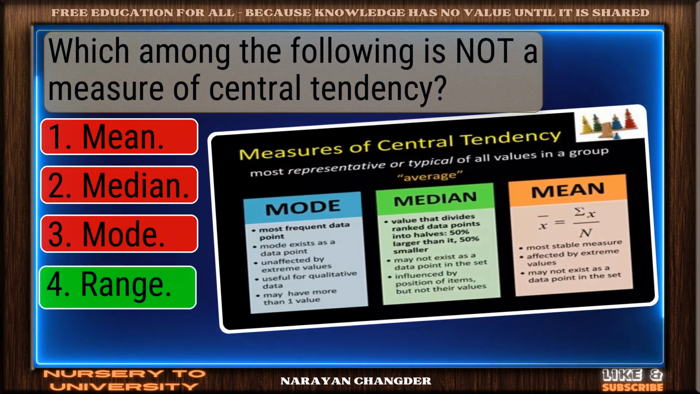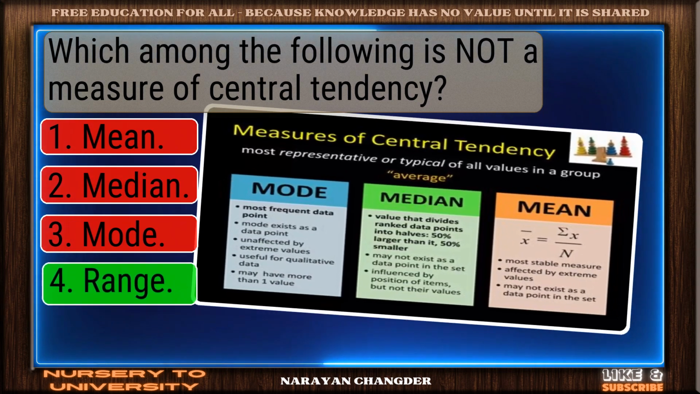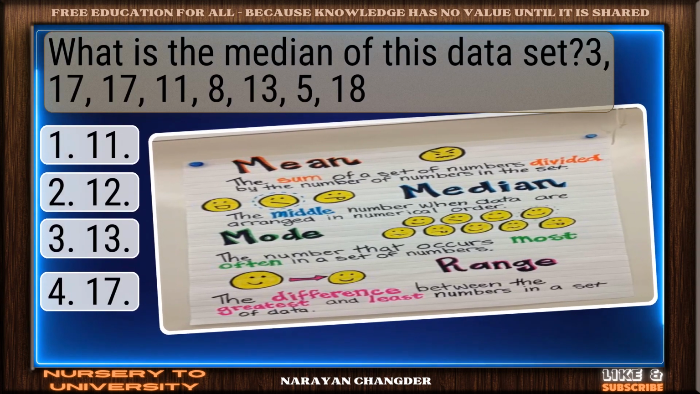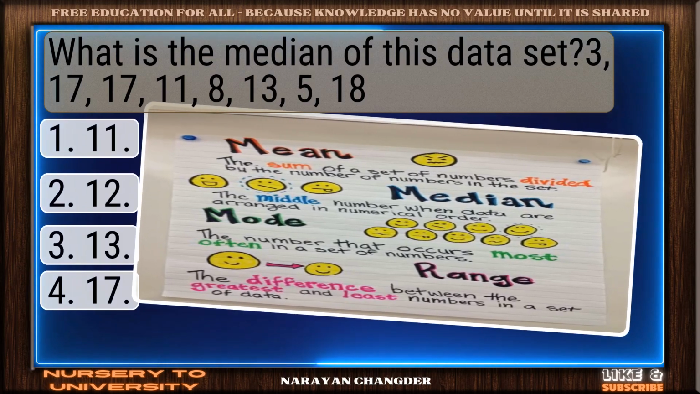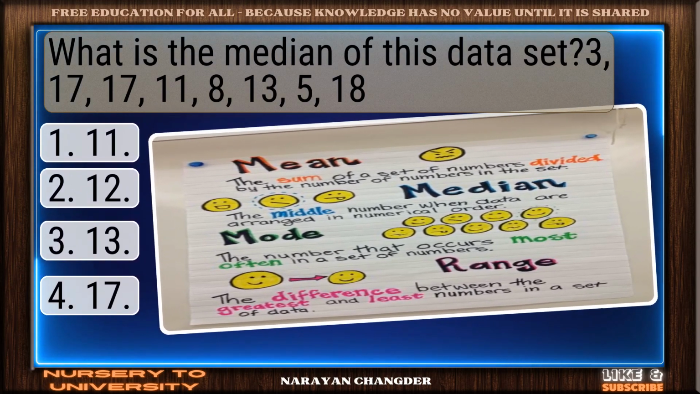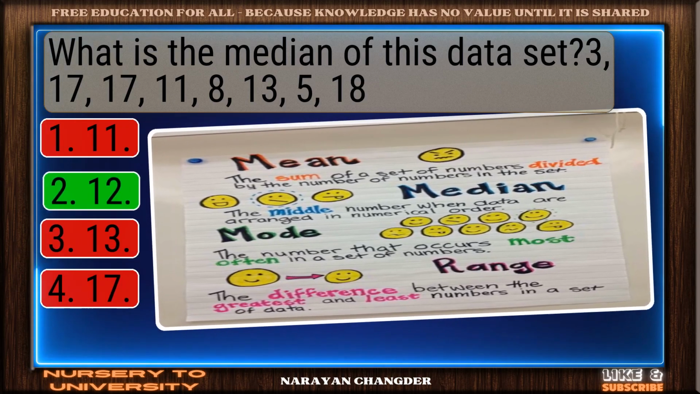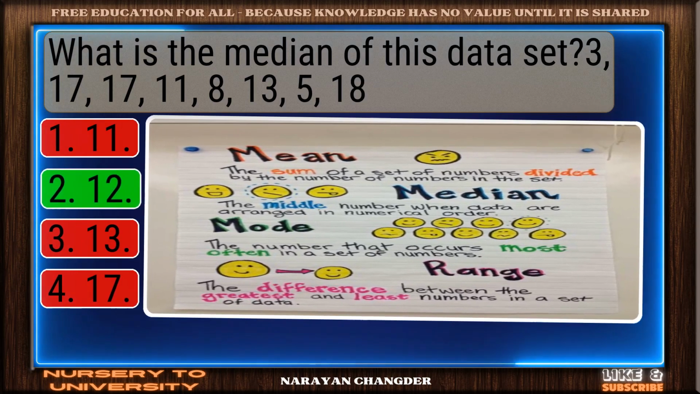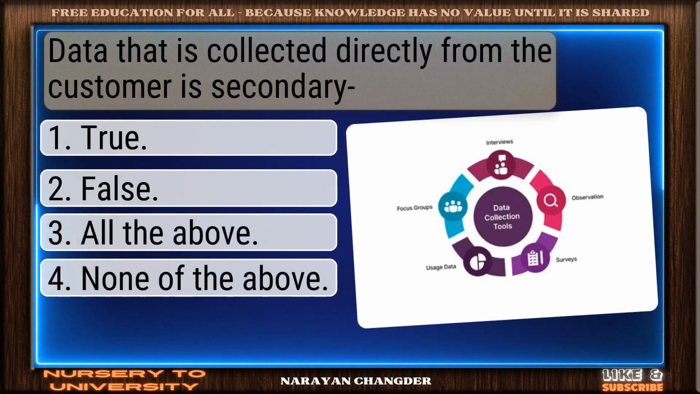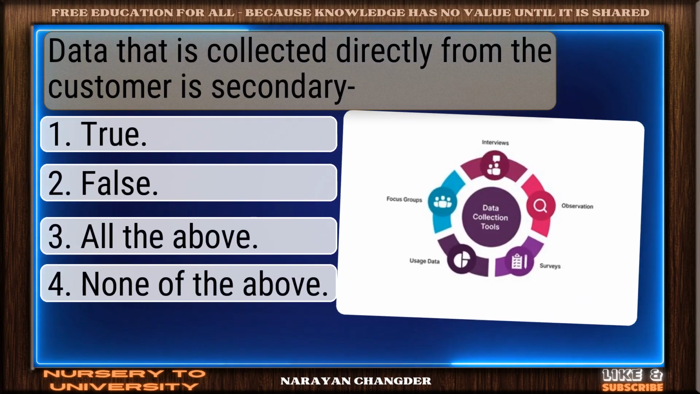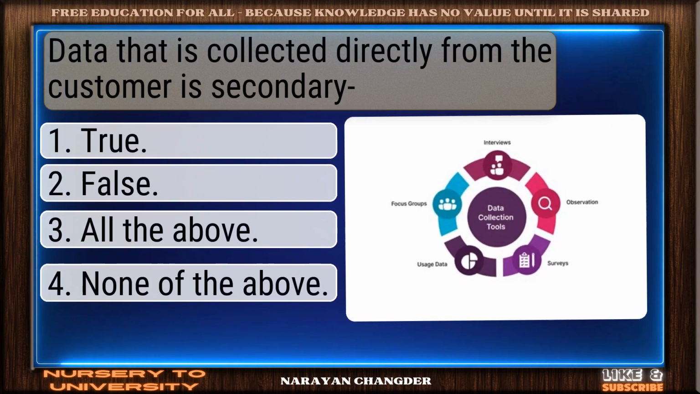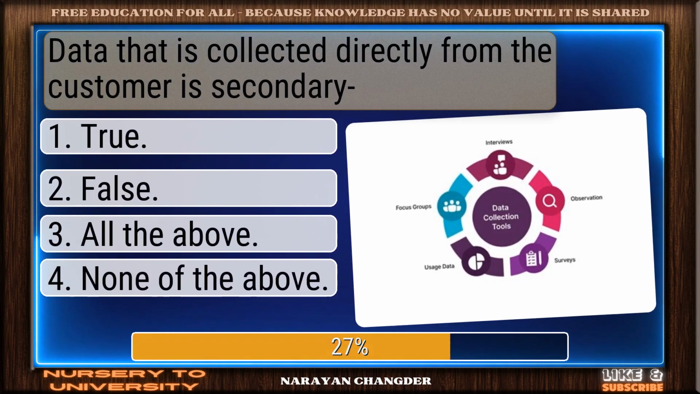Well reasoned. Range is the correct choice. Question number 101. What is the median of this data set? 3, 17, 17, 11, 8, 13, 5, 18. Nicely done. 12 is a solid answer. Question number 102. Data that is collected directly from the customer is secondary.